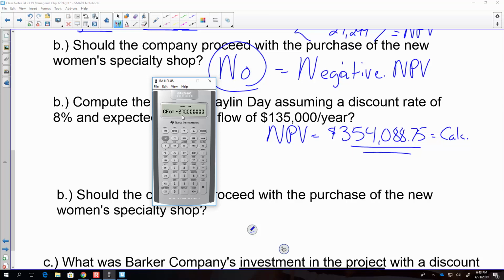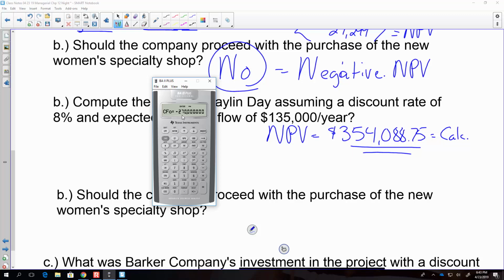Now you have to click on the net present value. Okay, that's right. And then 8. Now 8, and then enter. Yep. And down arrow again. Now you see you have NPV shown. Now you hit compute. Okay. Thank you.